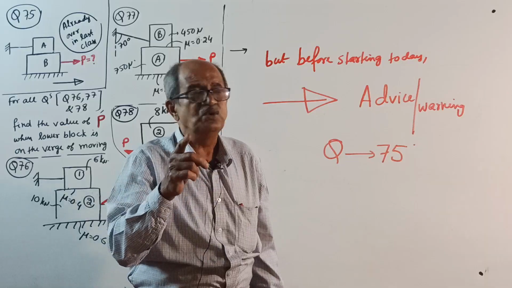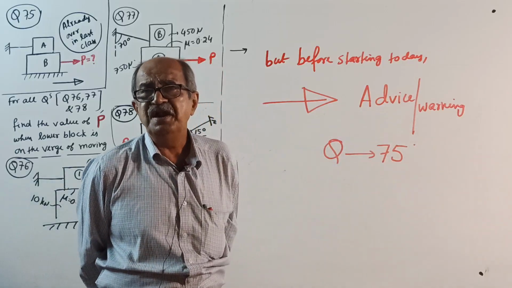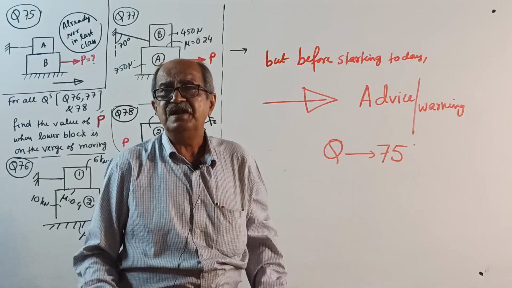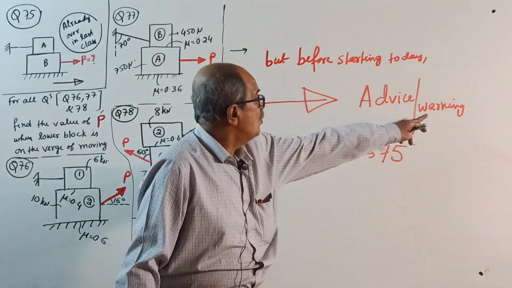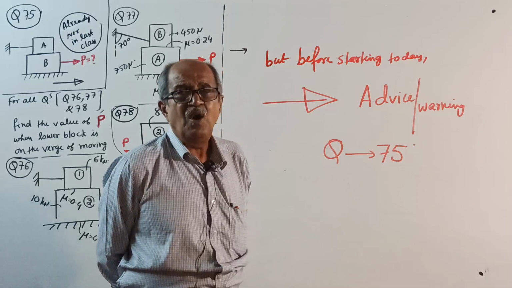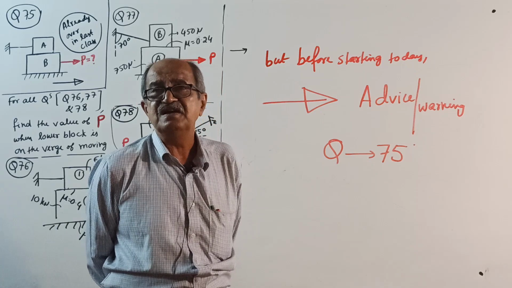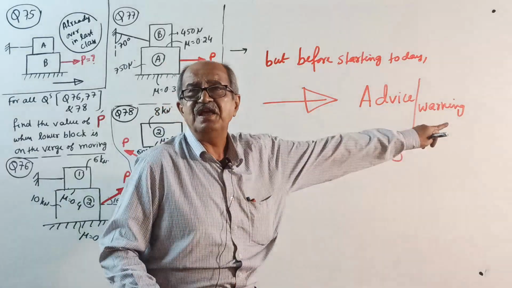Now, before starting today's question, last class I told advice and warning. Advice is for those who sincerely follow me and show dedication, and whatever I tell them, they follow it and they are interested in learning. Warning, it may look a little odd to use the word warning. Some people will say this person is arrogant. I am not arrogant, but I have the right to give warning.